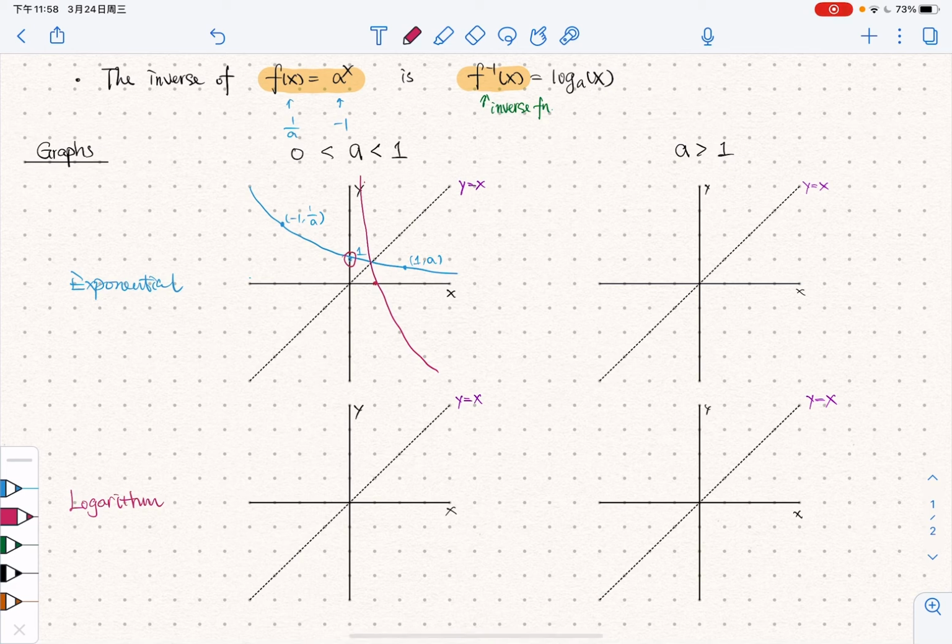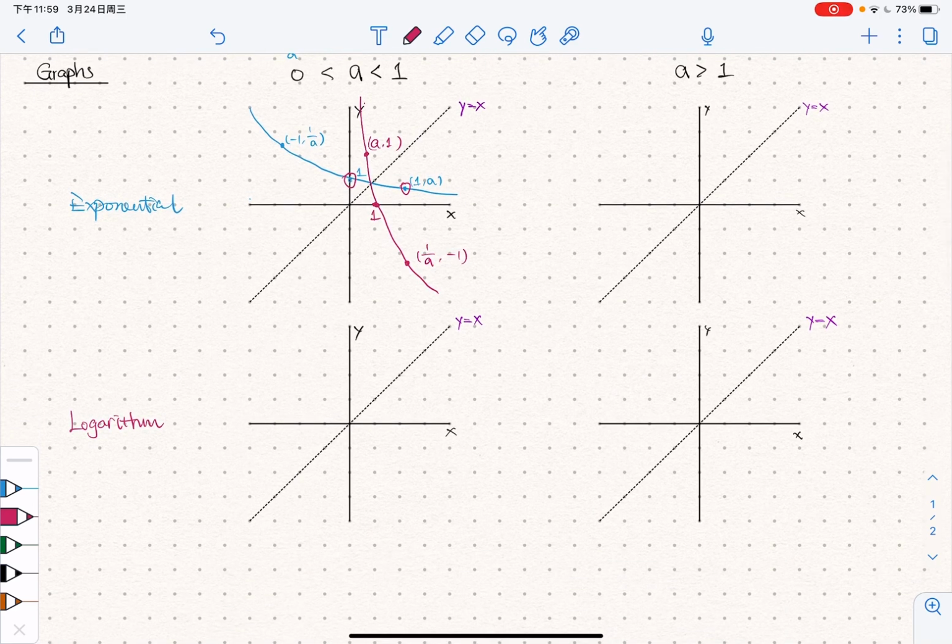The point x is 1, y is 0 will flip into y is 0, x is 1. And this point will be flipped here. This will be (a, 1). And this point will be flipped here: (1 over a, -1). And this is the graph of the log function. And we draw it here, just to show it clearly. This is (a, 1), and (1 over a, -1).